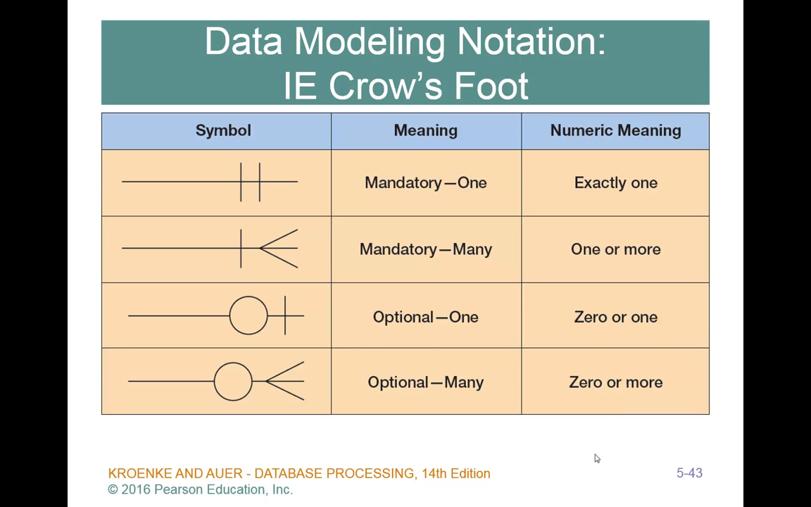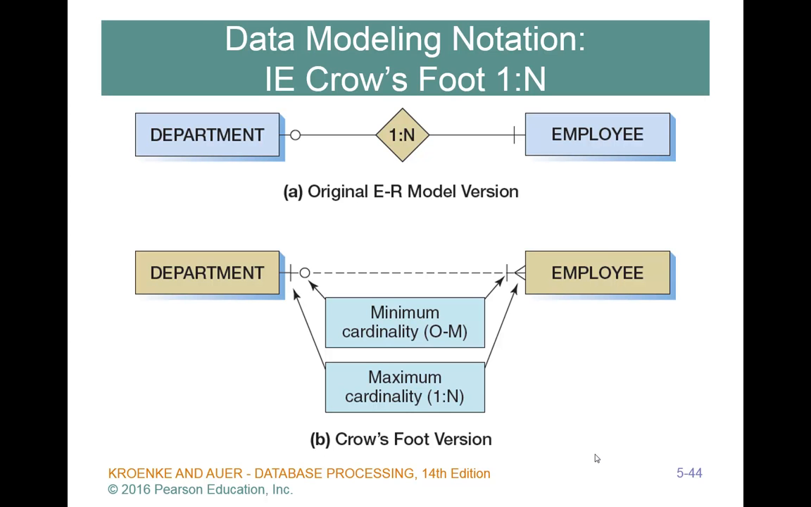So the whole idea of crow's foot notation is to simplify our data models. A number of different data modeling products are available, and they have their own different ways of doing things. For this class, we're using Visual Studio 2013, which handles the crow's foot notation as we are discussing in the book. Okay, crow's foot notation helps us eliminate some of those shapes that were given to us in Chen's early model, or the original ER model.